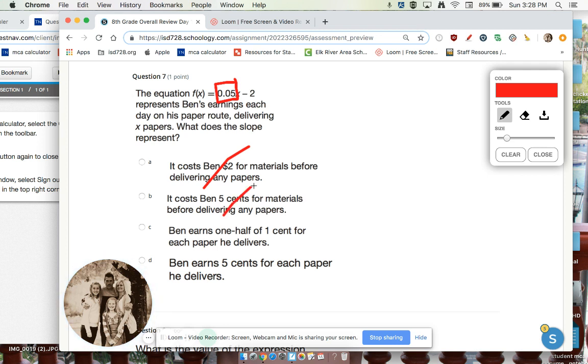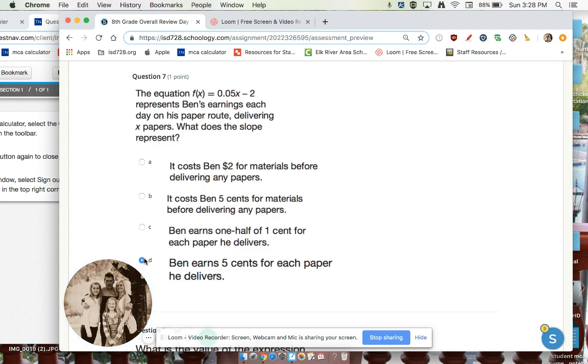So that's not working. Ben earns 1/2 of a cent for each paper he delivers. No, I don't even know what that would look like. Ben earns 5 cents for each paper. Yes, because each paper, the word each represents multiplication, so they should be sticking together, and it's his constant rate of change. So that one would be D.